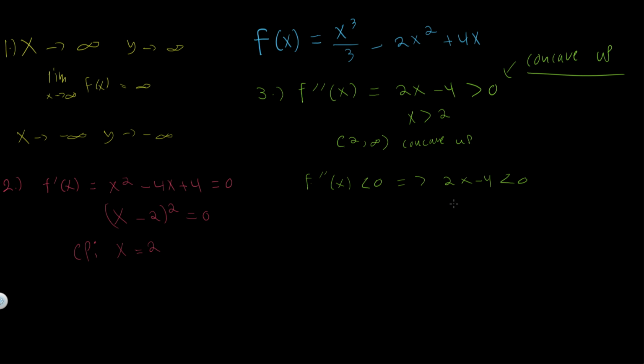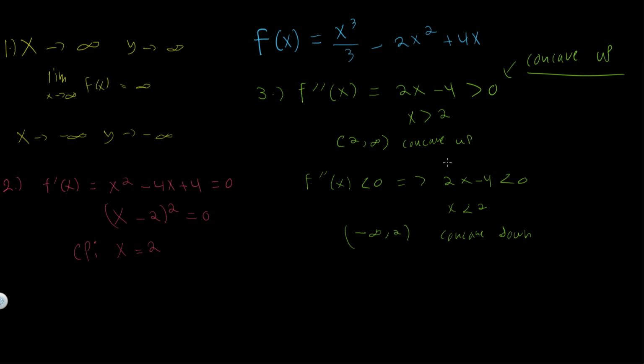And if we solve this for x, we get x is less than 2. So that makes sense because 2 is the inflection point, where concavity changes. So from negative infinity to 2, this graph will be concave down.